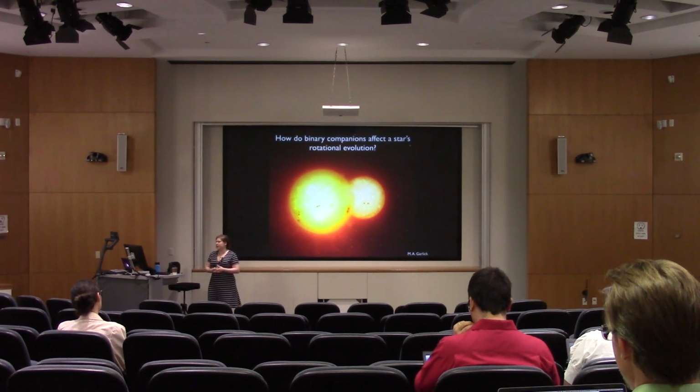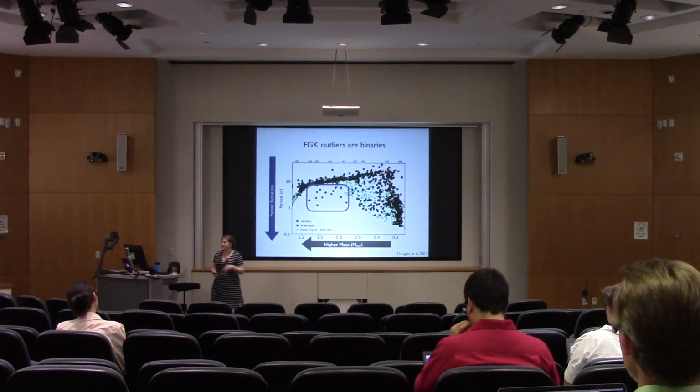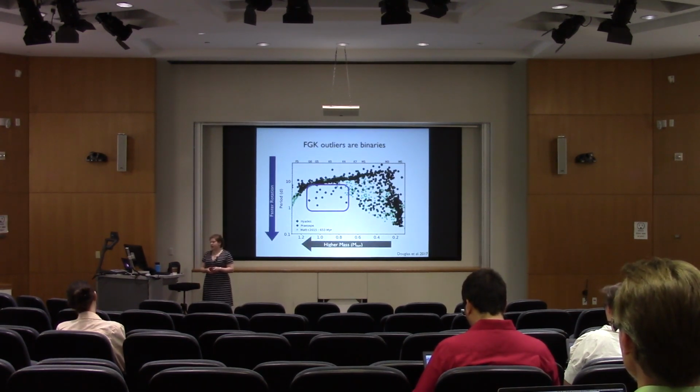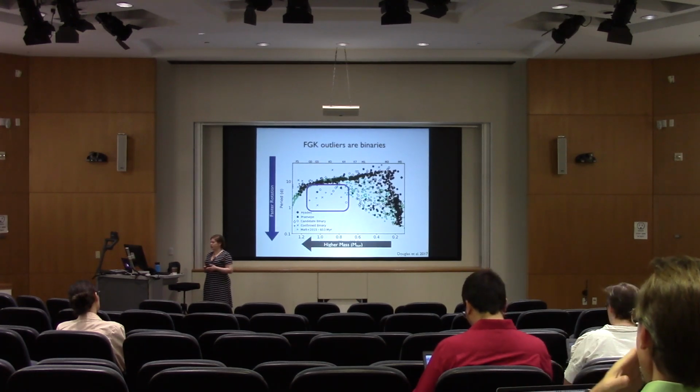Most models use a solid body up till now. So the other question that I've been focusing on is how do binary companions affect a star's rotational evolution? If we look back at this model comparison, we have these outliers among the FGK stars. And it turns out that these are basically all binaries. Open symbols here are candidate binaries, crosses and pluses are confirmed binaries.